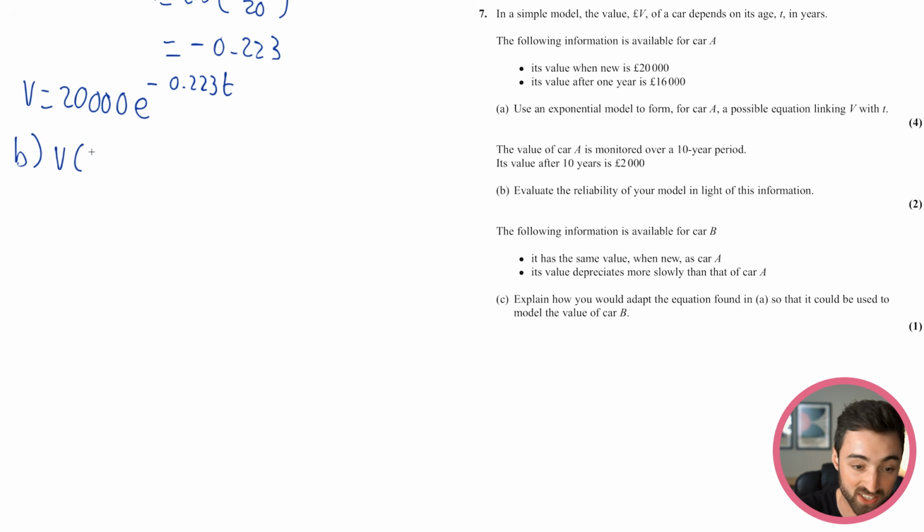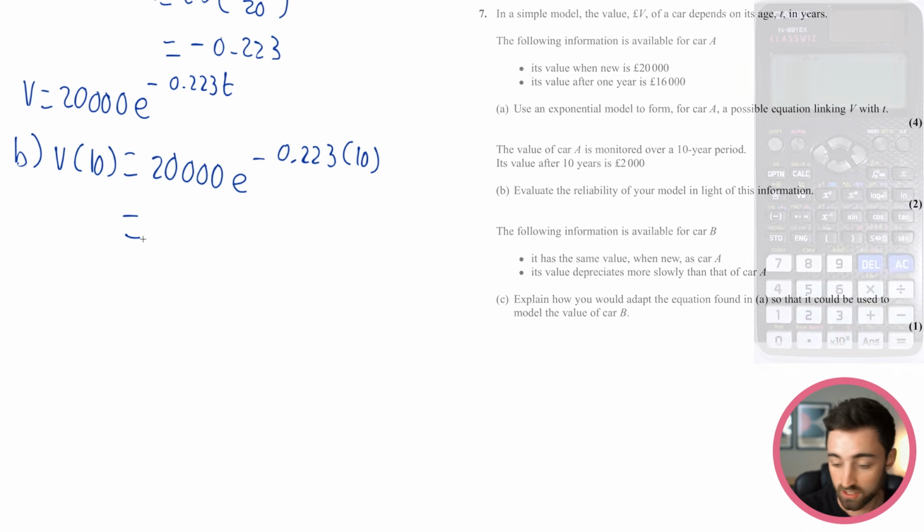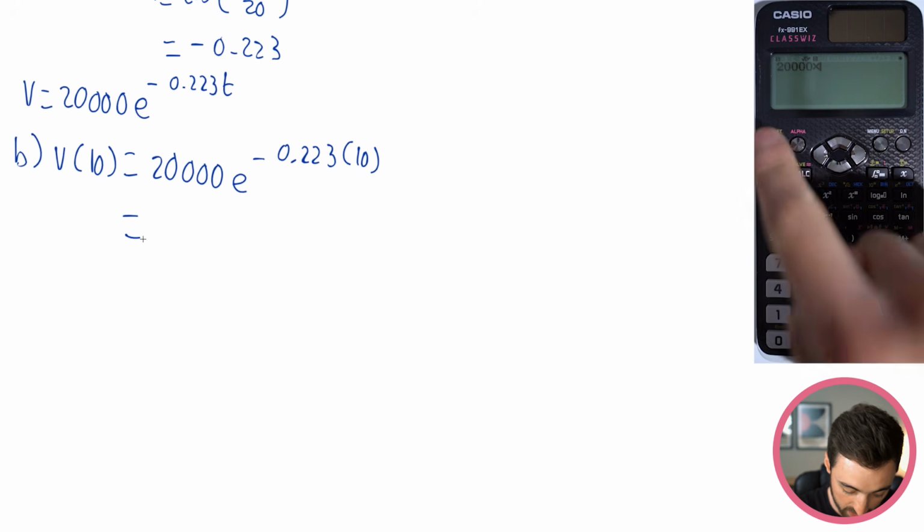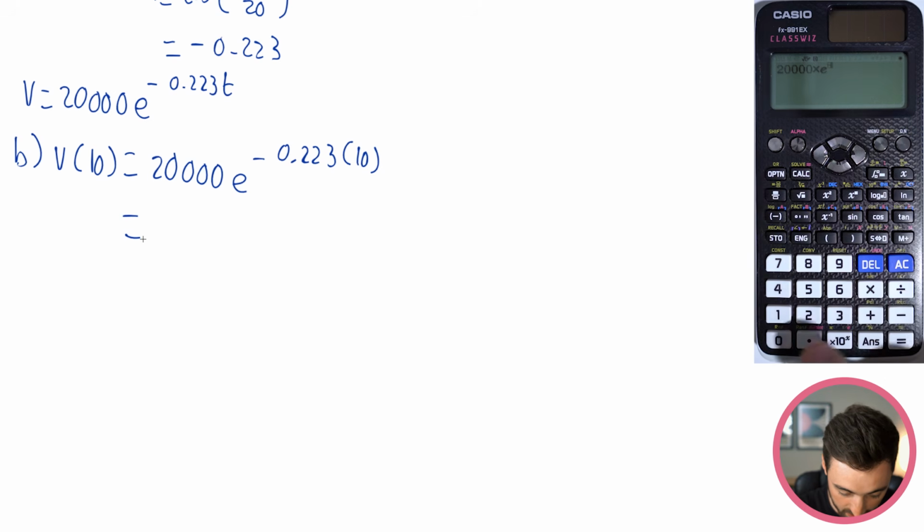So it's as simple as substituting in t equals 10. So we're going to get 20,000 times e to the minus 0.223 times 10. Straight to your calculator: 20,000 multiplied by, where's my e button? Here it is, e to the power of minus 0.223 times 10. And I get, to the nearest pound, 2,150.56, about that. So I'll just put 1 here.